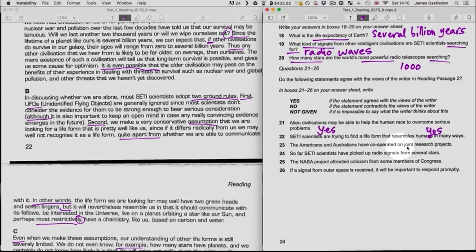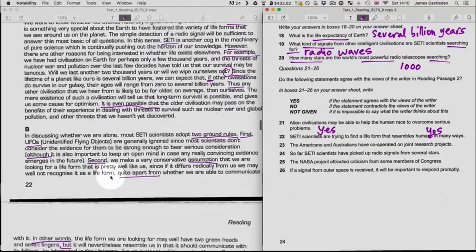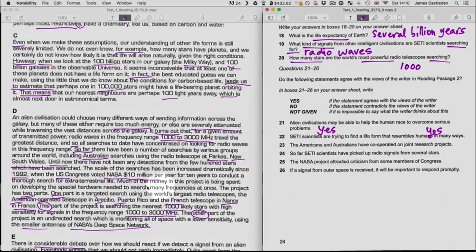The Americans and Australians have cooperated in joint research projects. So we've got the Americans down here, and the Australians. There's no mention of them working together, just the fact that they happen to be both doing it at the same time. So that is maybe true, but it's not given.